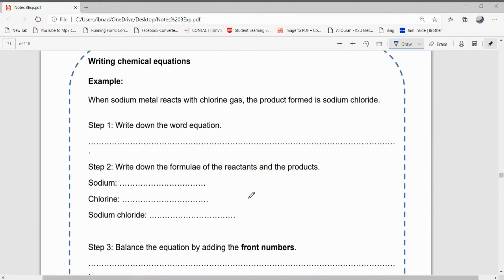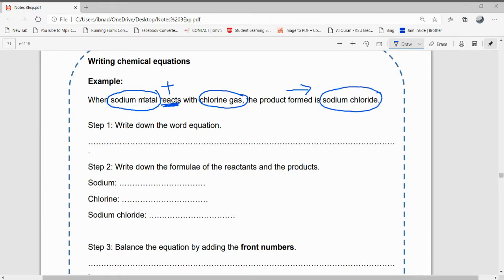Let's say for example we have a chemical reaction where a special metal called sodium, and look out for the keywords. The keyword here is reacts with chlorine gas. Now react in an equation is just like you add together, so you can substitute this with plus. And the product forms something, like an arrow, is sodium chloride.